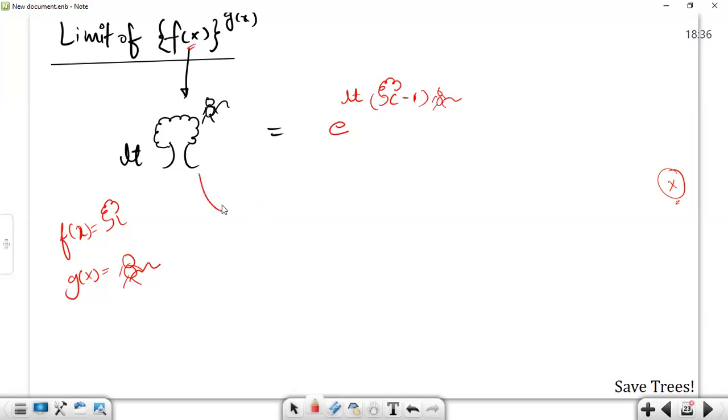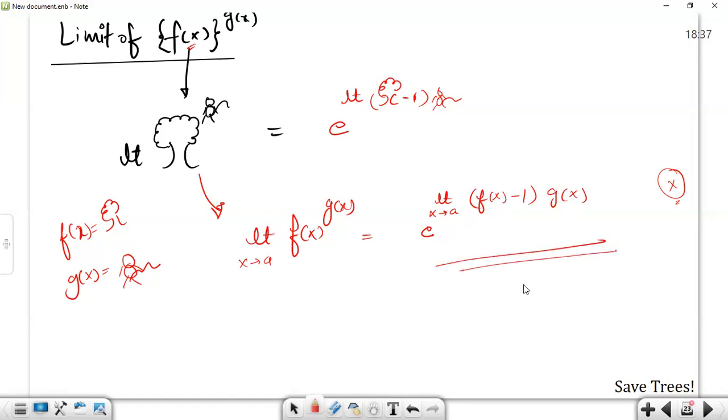So let's write it in another form also. That function raised to the power of another function, and we are applying a limit on it, x tends to a. So we can write it as e raised to power limit of f(x) minus 1. The tree got cut, the g(x) got down like this. Now let us solve some examples, and we will be able to understand this particular formula or trick in a better manner. Are we good to go?